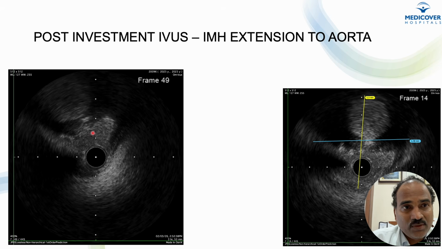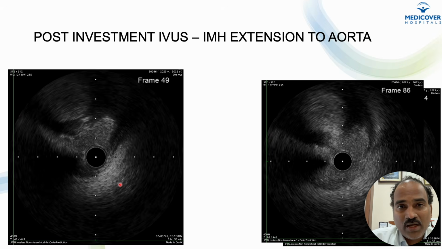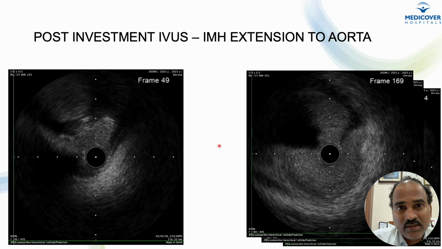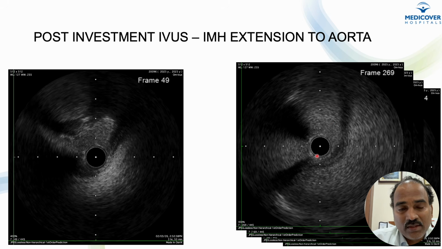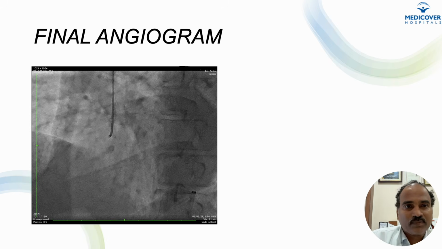I'm coming to true lumen exactly close to the RCA ostium, and you can also see some extension into the aorta here. So you can see here, this is subintimal, this is true lumen, and IVUS is back in true lumen, and this is all IMH, which is right at the ostium of the RCA, extending into the aorta.